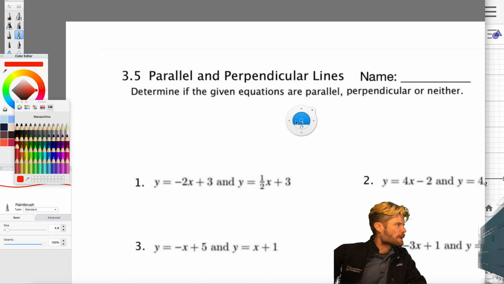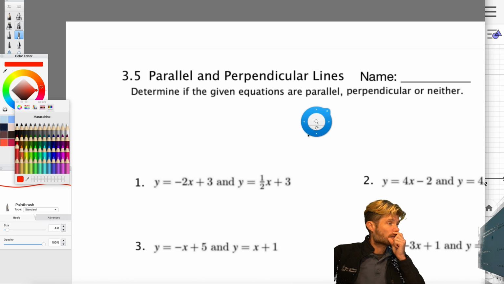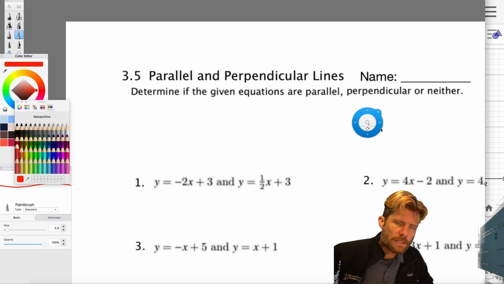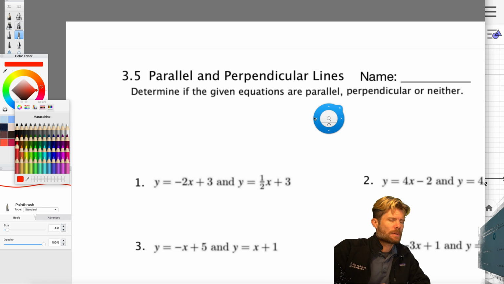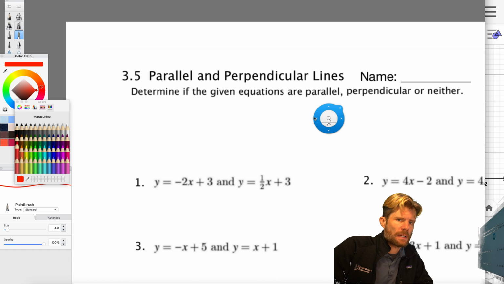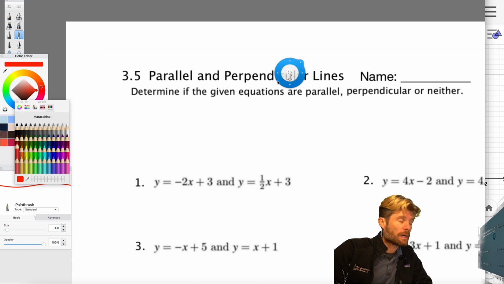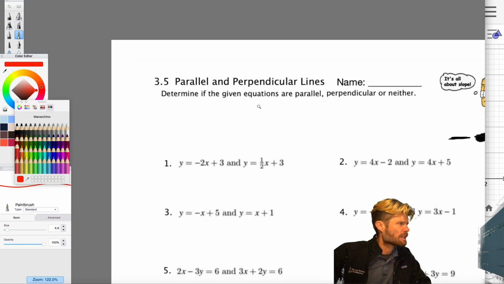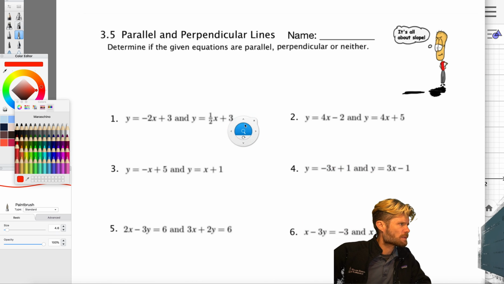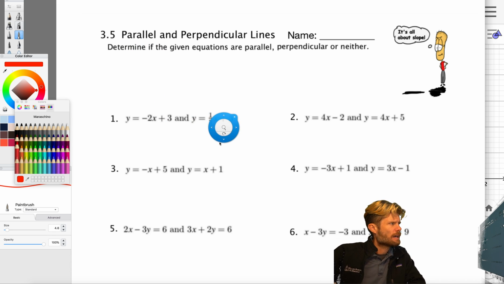3.5 parallel and perpendicular lines. This section is just preparing us for 3.6, which is using the distance formula and the distance between a point and a line. We have to do some things with parallel and perpendicular lines before we get there. So how do we determine if a line is parallel, perpendicular, or neither?